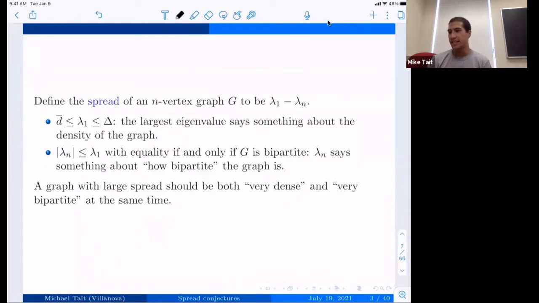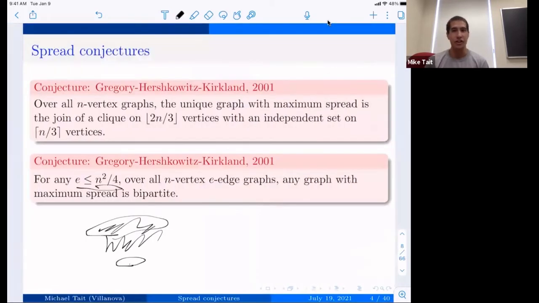Since the density is fixed, if you're fixing the number of edges, and you're in a range where the graph can actually be bipartite, it's very natural to think that I should just choose a bipartite graph. And so that's the second conjecture. It seems almost trivially true. That's how I felt about it when I read this conjecture the first time.